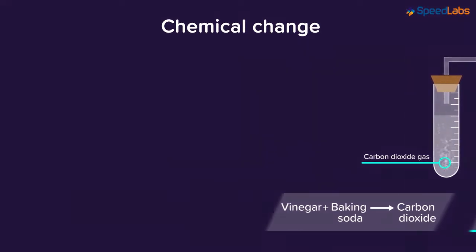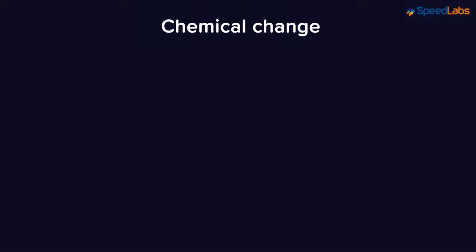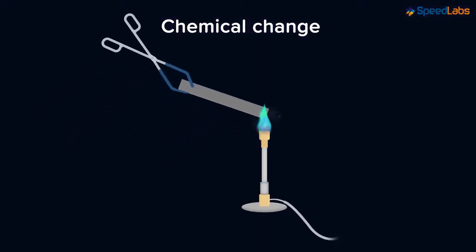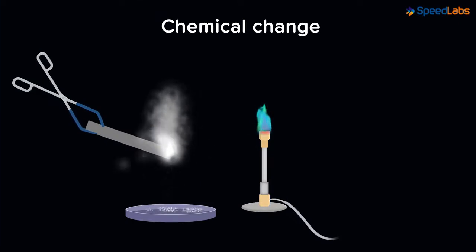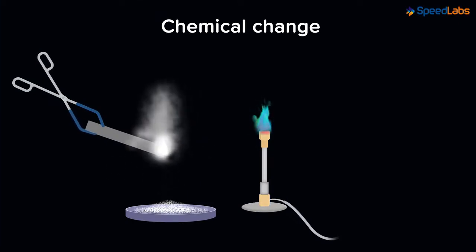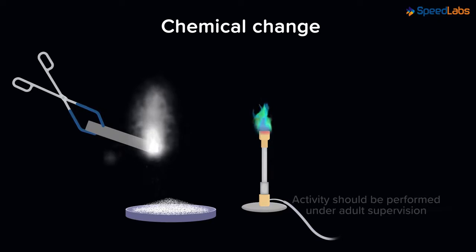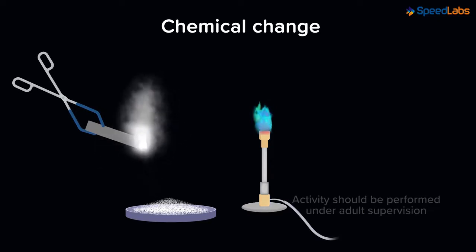Let us now take another example. If we take a magnesium ribbon and burn it, we get an extremely bright white colored flame. Be careful. This activity is not to be performed without adult supervision. You must not perform this on your own.